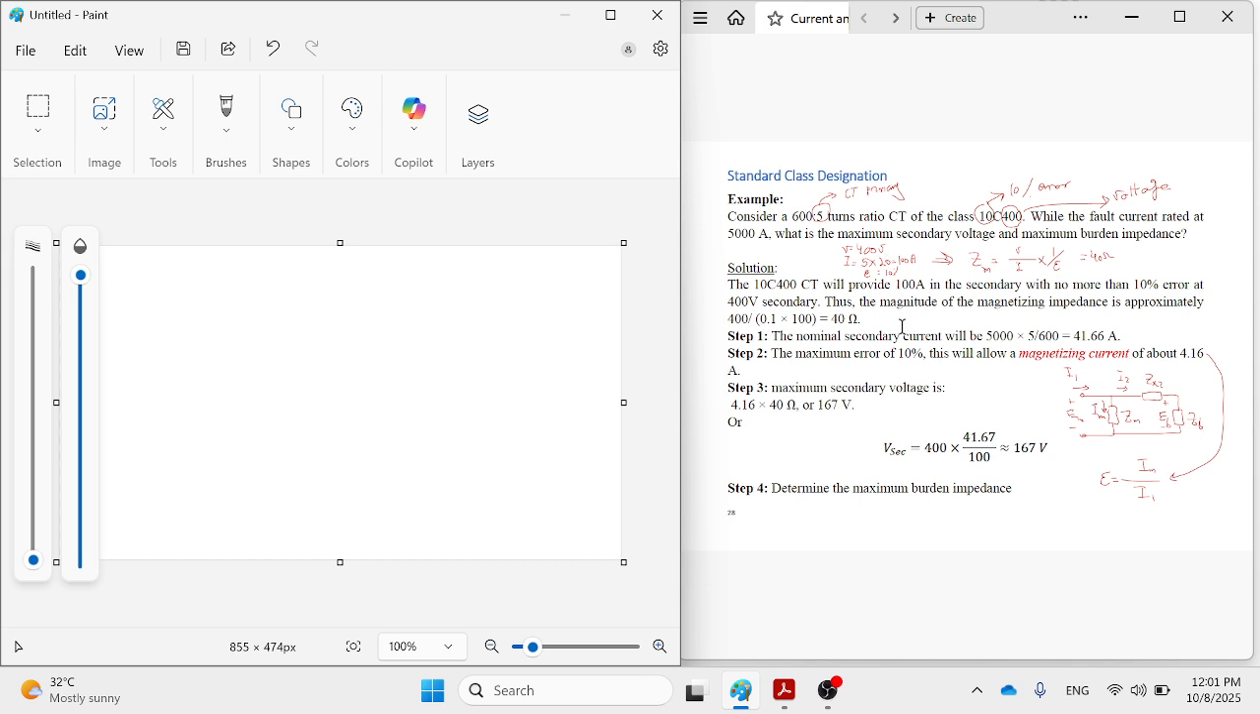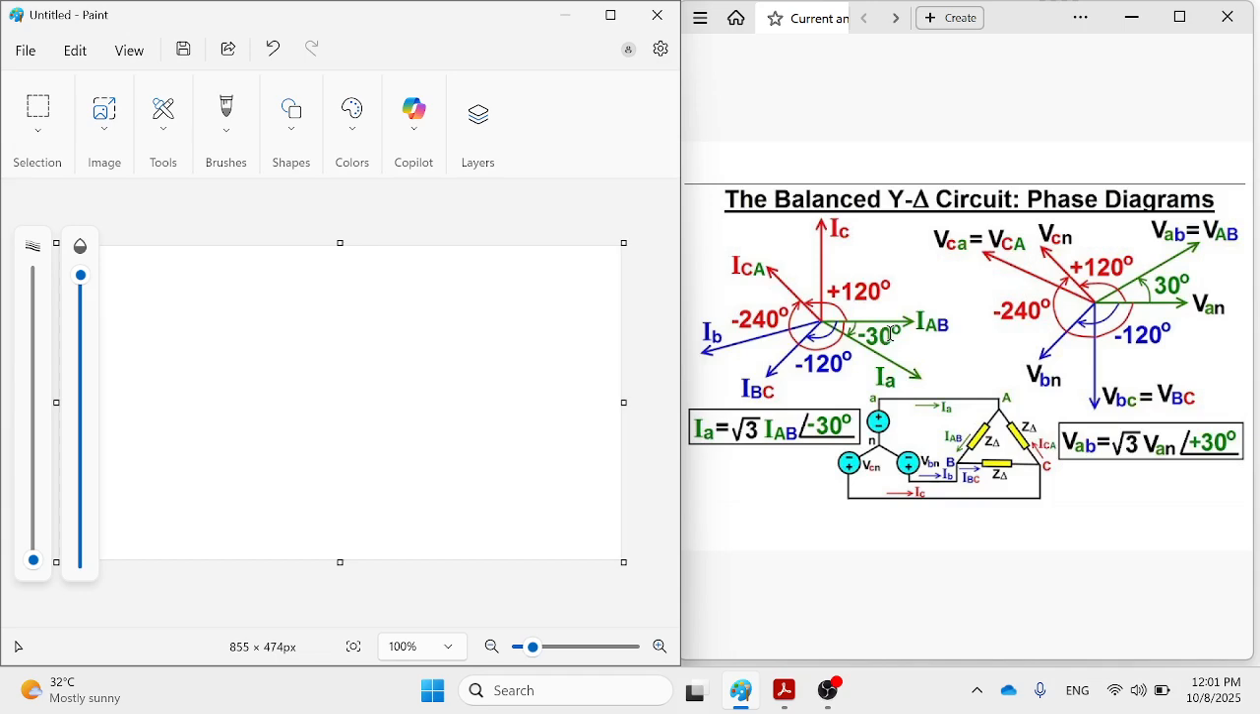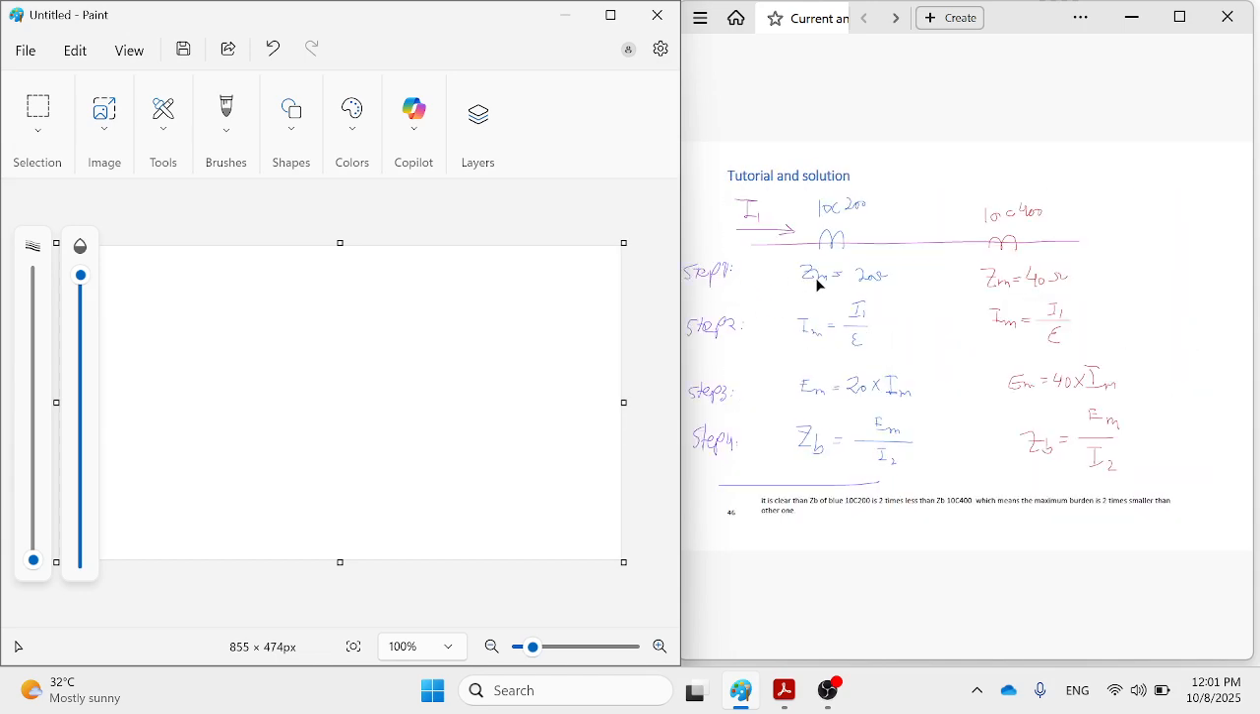Okay, in this example, we should talk about the ZB, the maximum burden that the CT can fulfill. By the steps, step one, we should calculate the ZM, the same as the 10C400, which is exactly coming from the other example I've shown. The ZM becomes 40, okay? And here the ZM for the class 10C200 becomes 200.